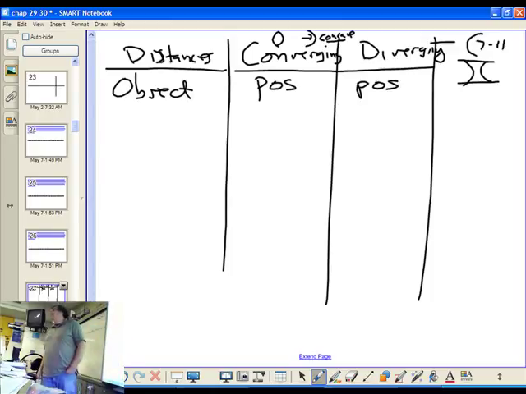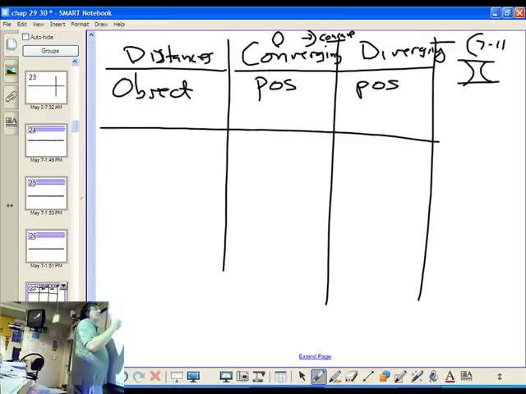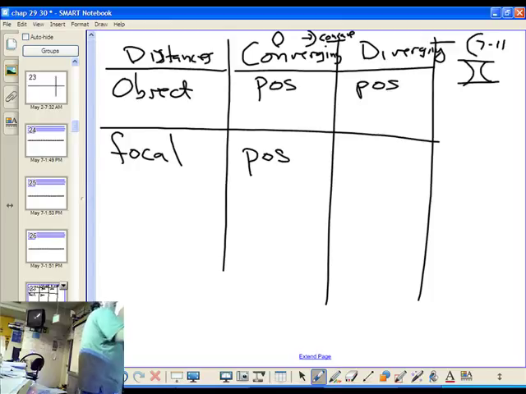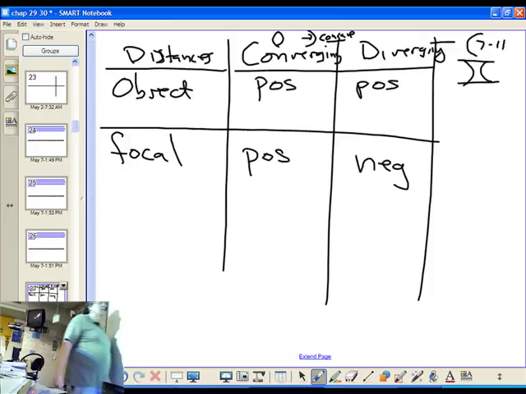Object distance is always positive. No matter what, object distance is positive. All right? For converging lenses and mirrors, the focal distance is positive. You saw that in your lab last time. Remember, in your lab you got those focal distances. They're all positive if you're using converging lenses and mirrors. And they're negative for diverging. Negative for diverging.